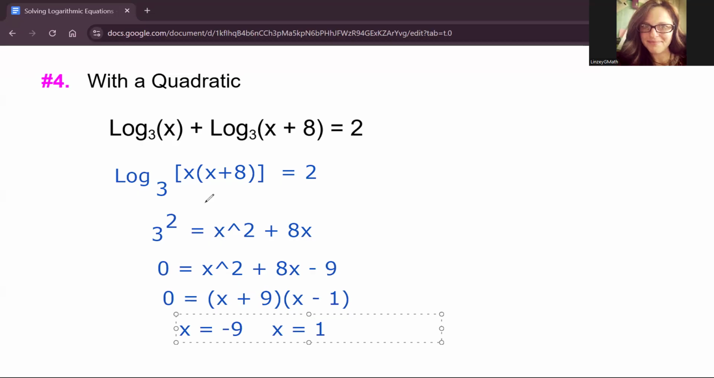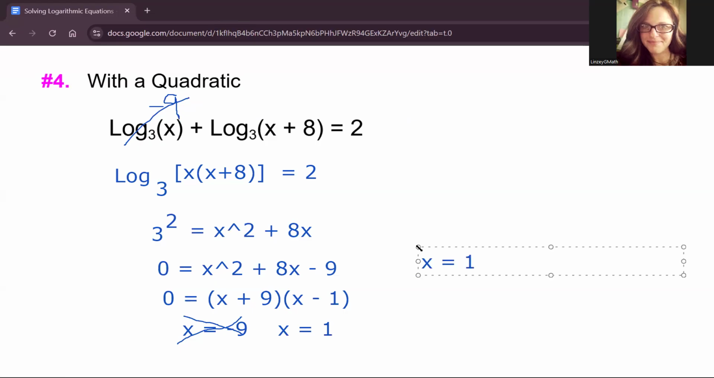Now, we can't use negative 9. If you do log base 3 of negative 9, can't take the logarithm of a negative number. So our final answer is x equals 1.